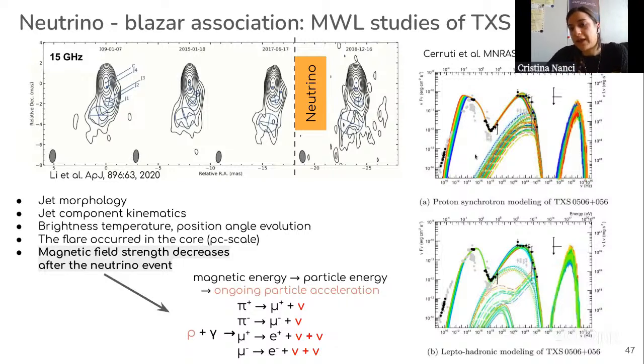From an SED modeling point of view, Cerruti et al. in 2019 published two models, a hadronic synchrotron model and a hybrid leptohadronic model, to describe the observational data and also to measure the neutrino flux and the expected detection rate for this kind of flux. They found that the leptohadronic model better represents the observational data and is also more consistent with the neutrino event that we have measured from TXS 0506.